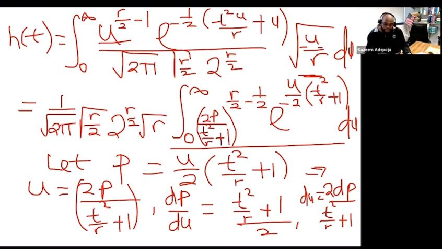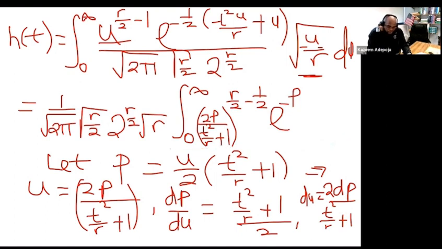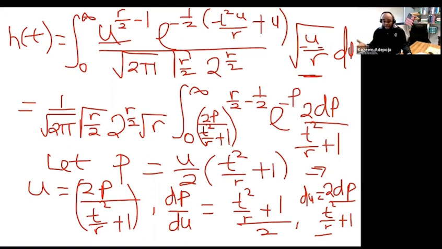Okay, and this guy here is always going to carry p. So it's going to carry p. And instead of using the u, give me 1 second. Now the u, if you take a look at what I have here, my du is going to be 2 dp divided by t squared over r plus 1. Okay, that's what I have right now.